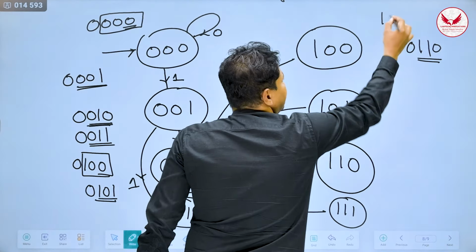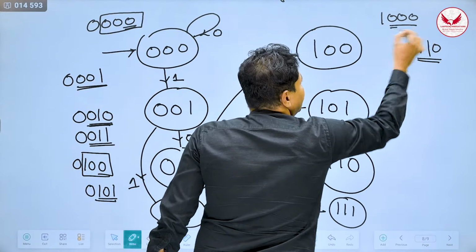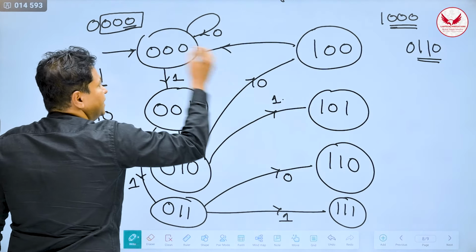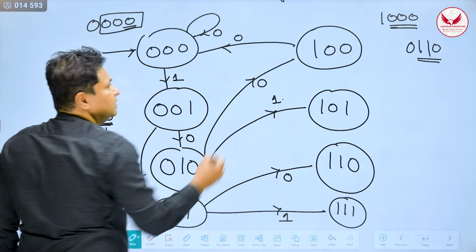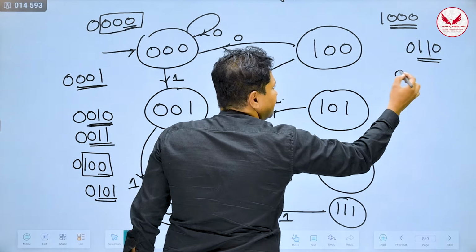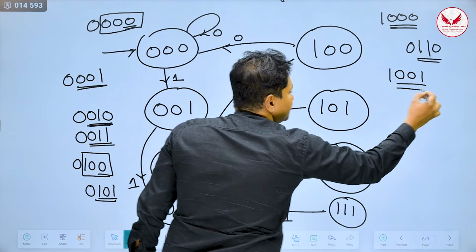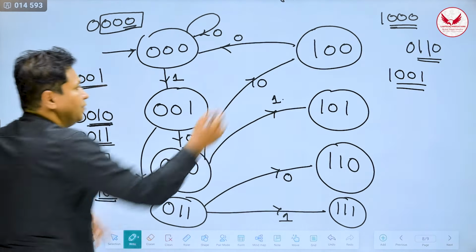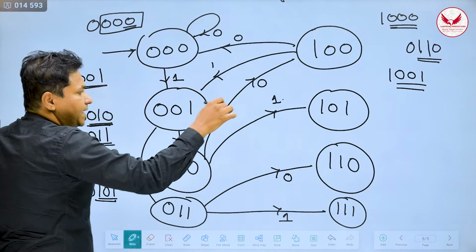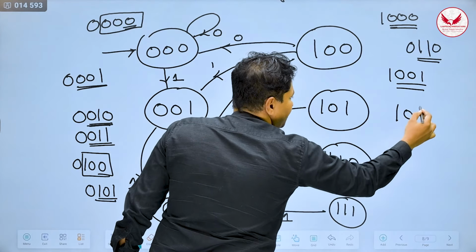So 1 0 0, if I process 0, only 3 bits, it will reach the next state, that is the 0 0 0 state, by processing 0. What about 1? In this state, if I process 1, in which state will it move? It will move in this state. Same as 1 0 1.